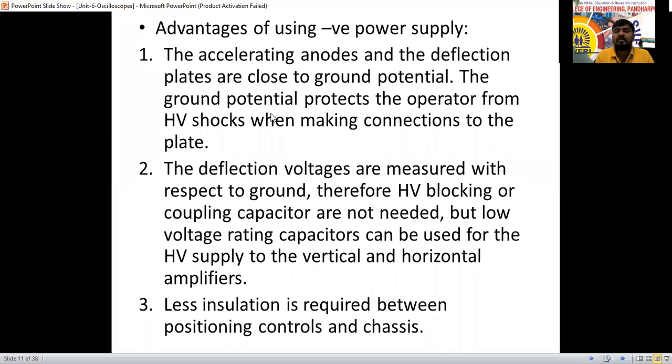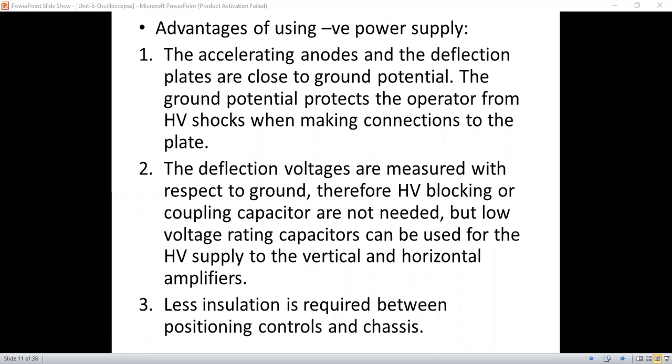The ground potential protects the operator from high voltage shocks when making connections to the plates. Whatever the ground potential voltage is, that will protect the operator who is going to operate the instrument, which is connected to the arms, that is, the patients connected to the measuring instruments in the research area.